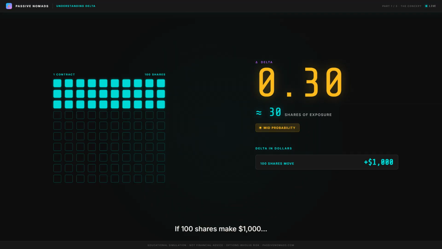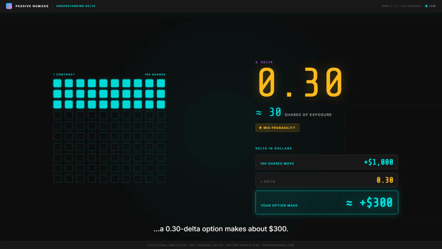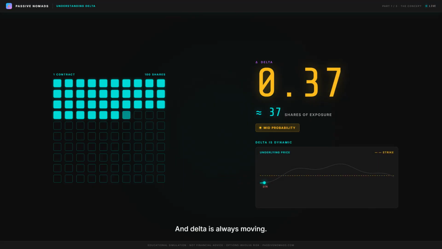Let's put quick numbers on it. So if 100 shares outright made $1,000, then the option contract with a 0.3 delta made roughly $300. That's delta in dollars. Simple.